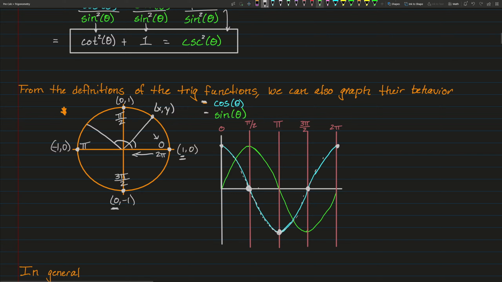Okay, similarly for sine, sine of our starting angle 0 gives us 0, so we're starting down below. We are going to increase our y value up until pi over 2.